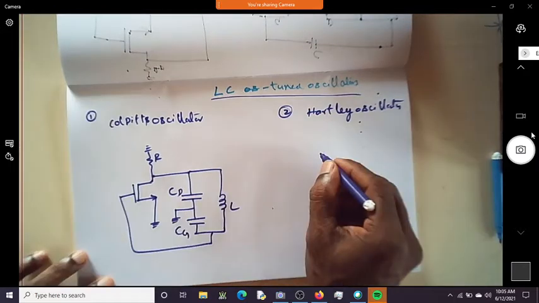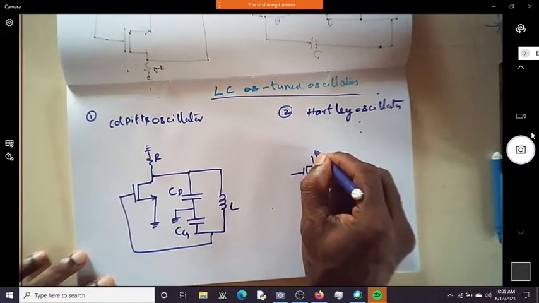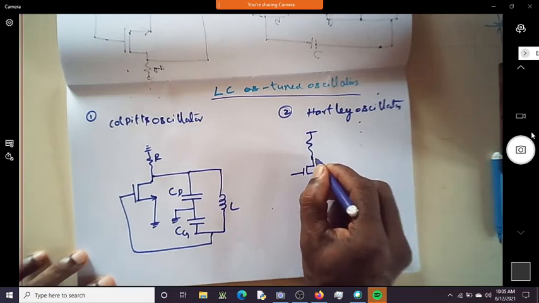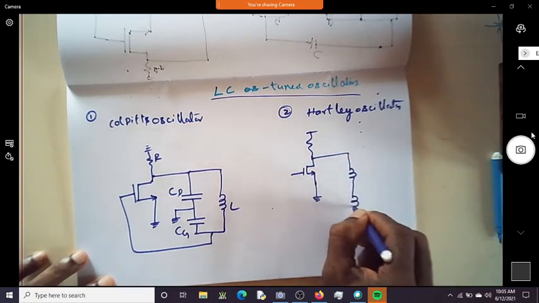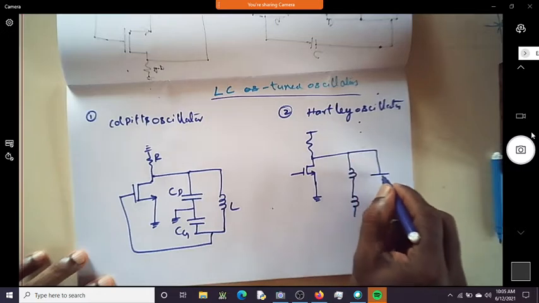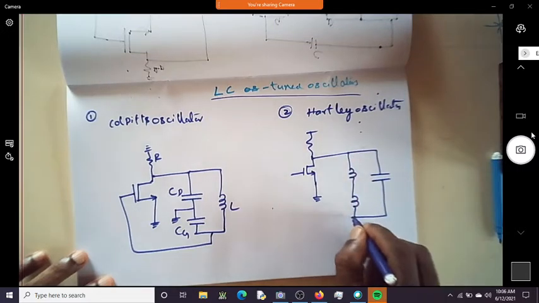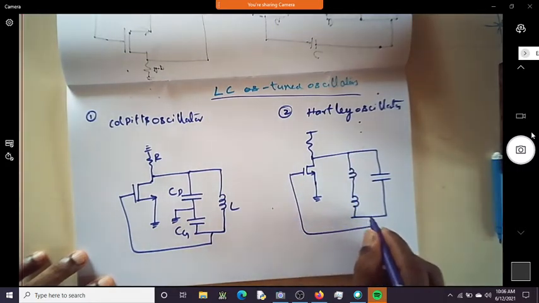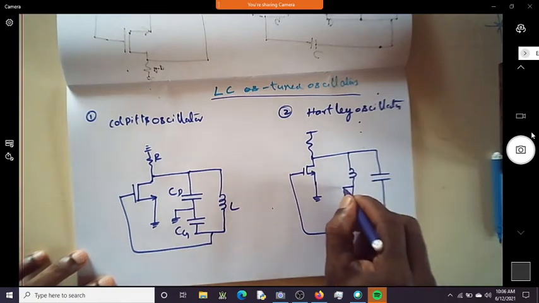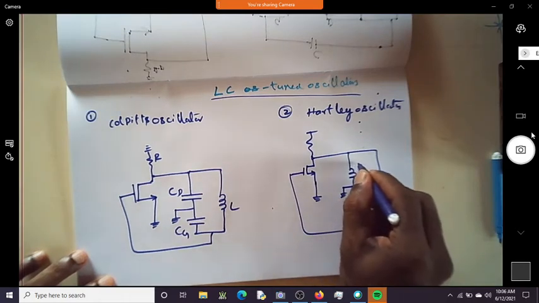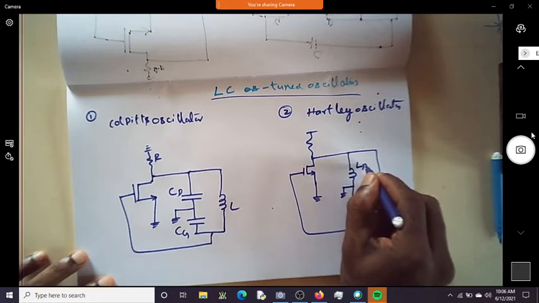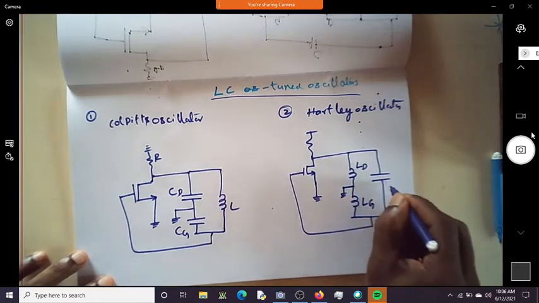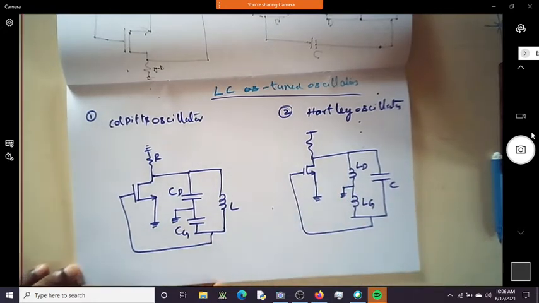Then we have the Hartley oscillator. Again, the same amplifier. If I say this as LP, this is LG, this is capacitance.